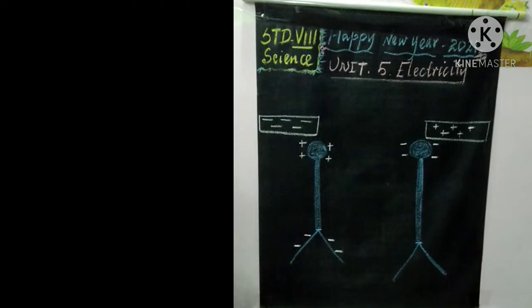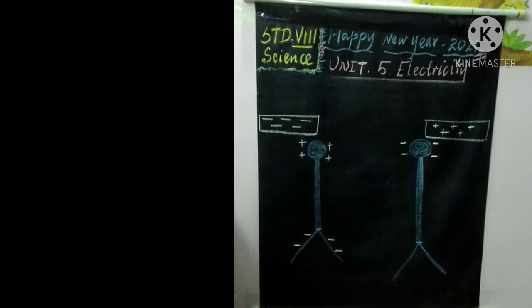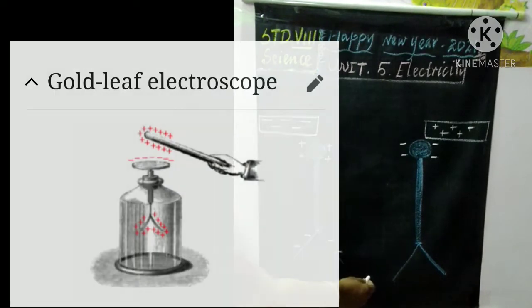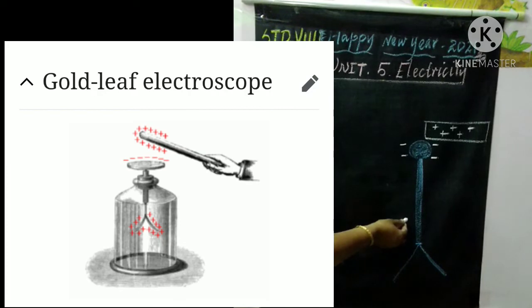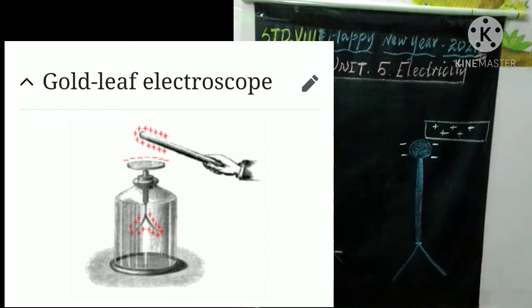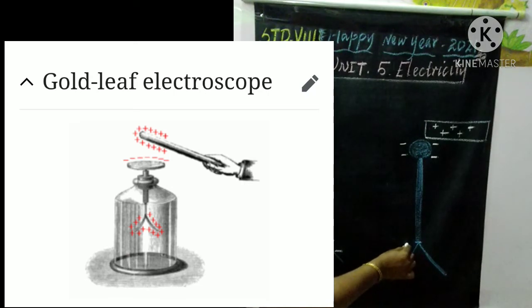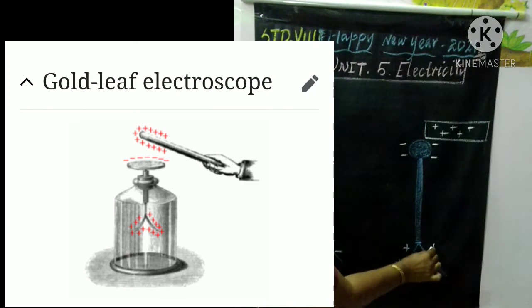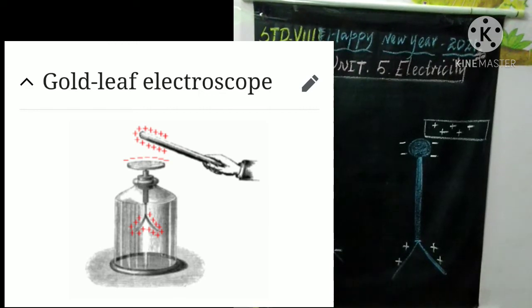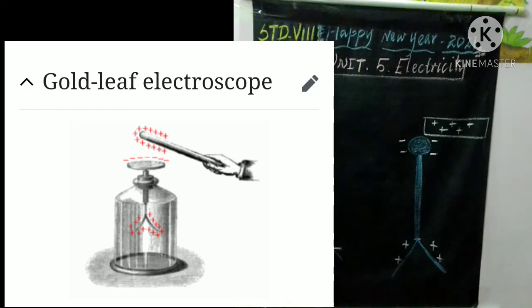If a positive charge is brought near the top knob of the electroscope, what will happen? The free electrons in the electroscope start to move towards the knob and this makes the knob negative. Automatically this leaves a net positive charge in the leaves. Now what will happen? Both the leaves have positive charge. Again they both move apart. They repel each other.